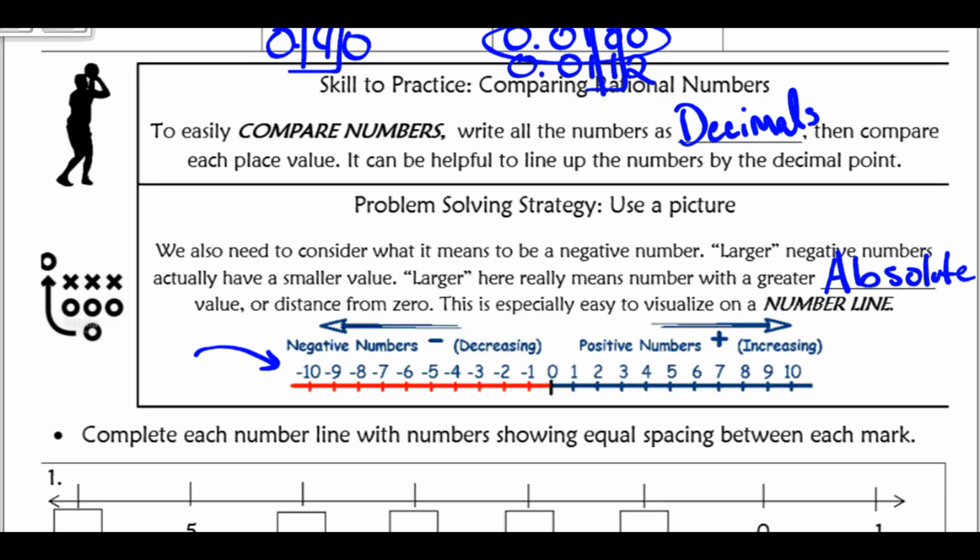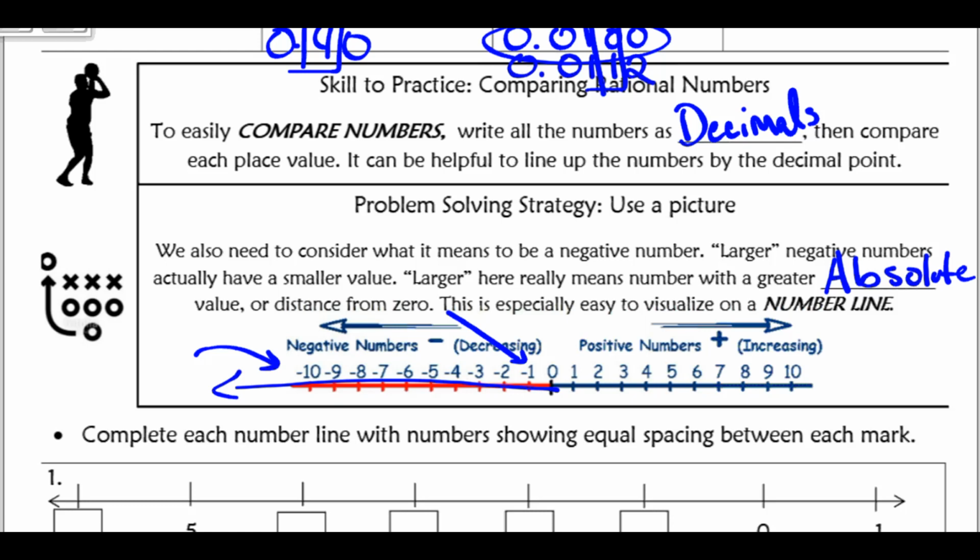Negative 10 is smaller than negative 1 because it's farther to the left on the number line. It has a lesser value. It's like if you owe somebody $100 versus owing somebody $10, you'd much rather owe them $10. You have more, really, you have actually more money when you just owe them $10.